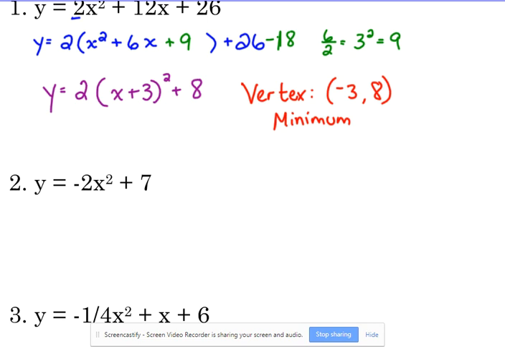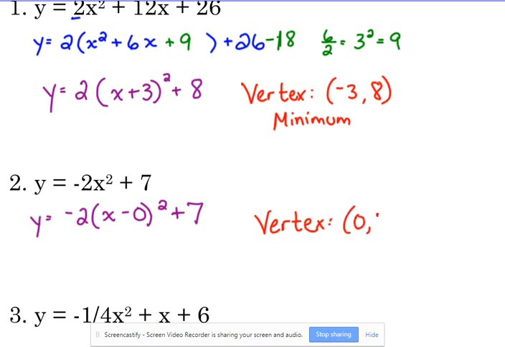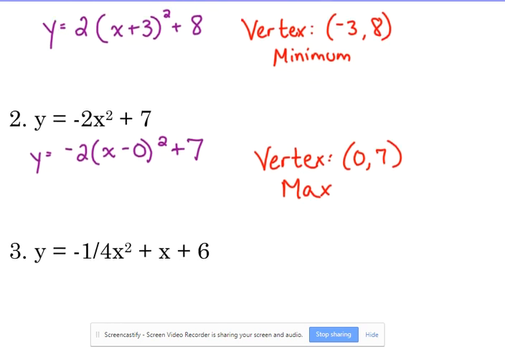So, let me see if I can write it in vertex form here. It's kind of like this. That's the same thing, because if you subtract 0, you haven't done anything to it. So this vertex is 0, +7. Is it a maximum or minimum? A maximum. A is negative. It's a maximum. So I wanted to throw that one in there just so we could see an example like that.